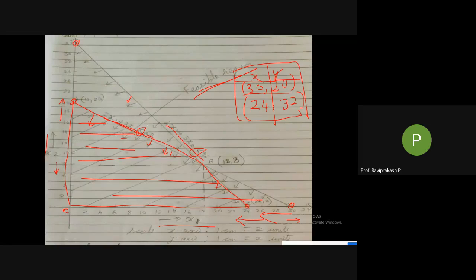Even if it could be is equal to also might come, so that we'll see later. So we see this is my area of feasibility, or feasible region. So which are the points bounding this feasible region? One is this, the feasible point one, which is enclosing this feasible region.